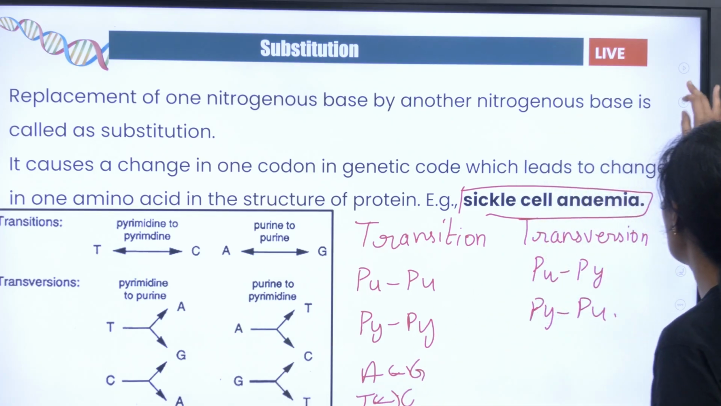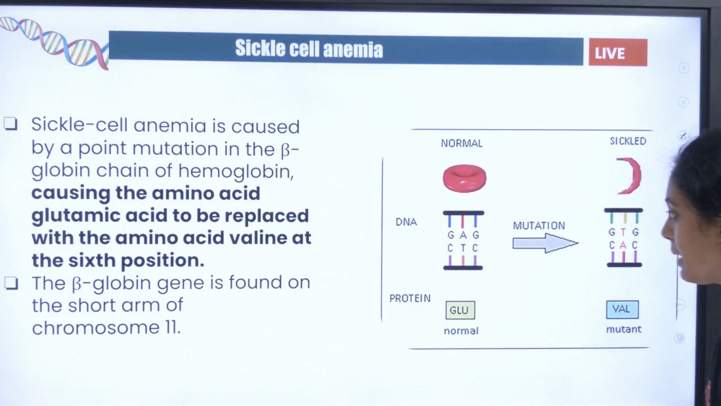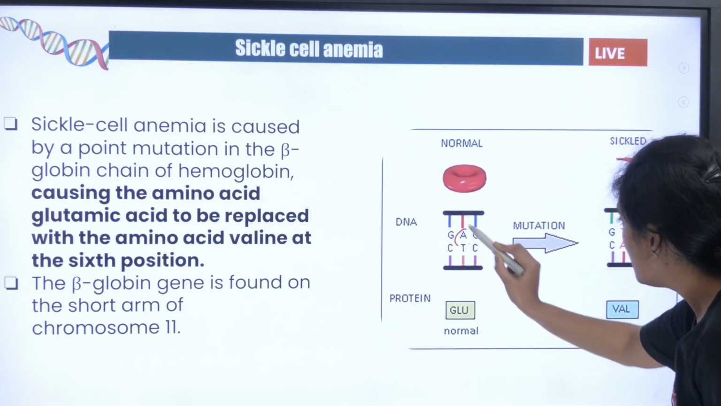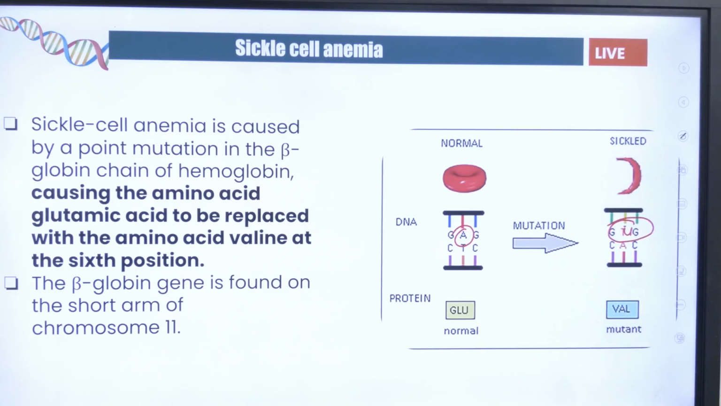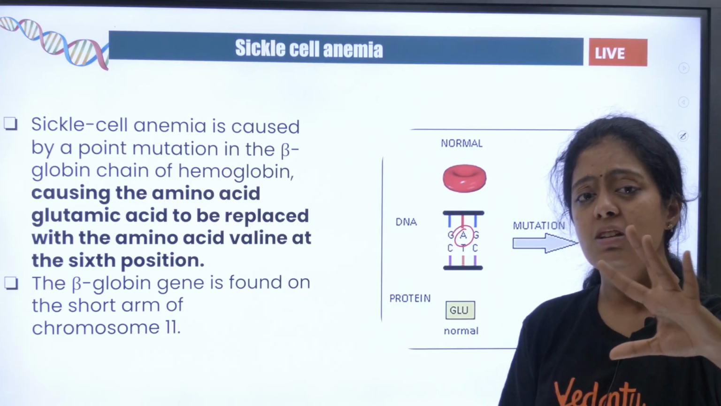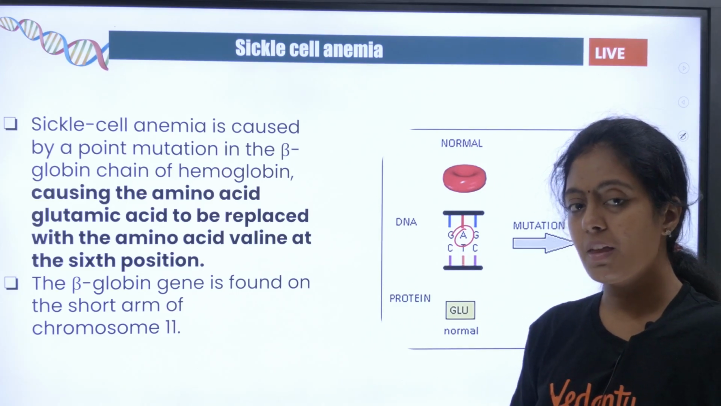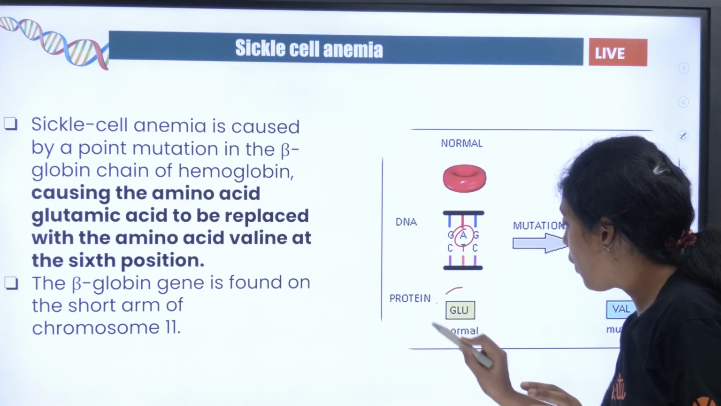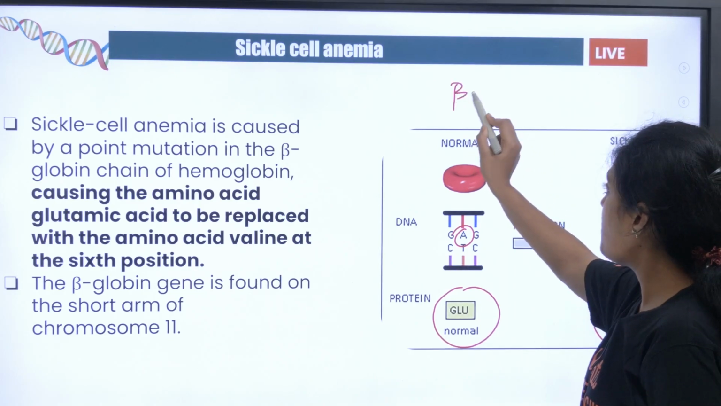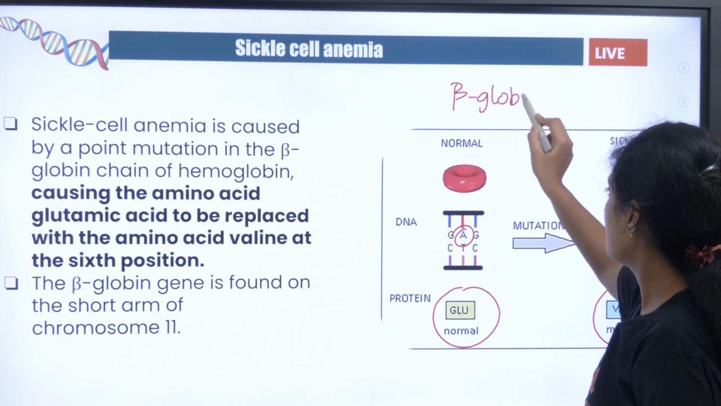Okay, so let's try to understand what happens in sickle cell anemia. Okay, one base, one single nucleotide base changes the entire life of a person. Correct? So one codon will code for glutamate, okay, whereas the changed codon codes for valine. And this happens in my beta globin gene.